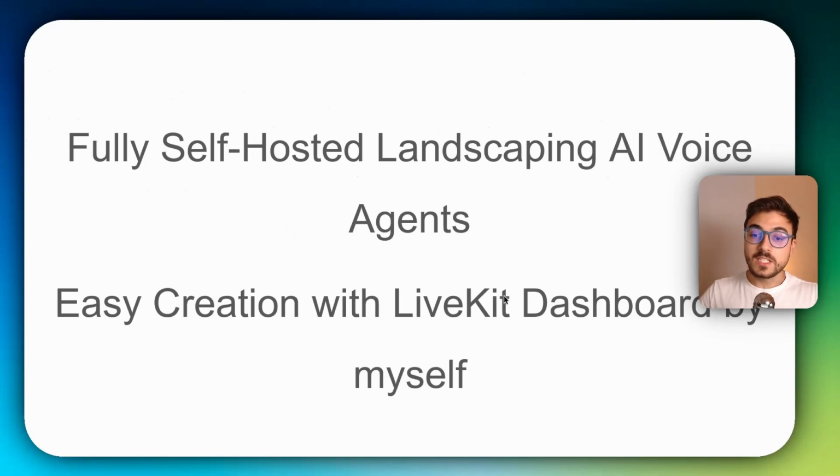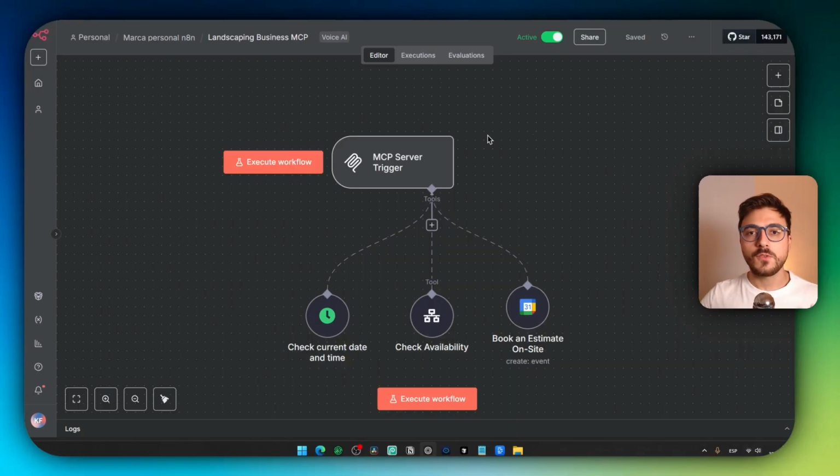And we're going to use LiveKit, and we're going to build this AI voice agent with LiveKit, but using a dashboard that I've prepared that will ease the creation of the AI voice agents a lot, since you will not have to code anything. Okay, so first we're going to set up an MCP server that is going to be connected to the AI voice agent. You're going to be able to find this MCP trigger and the check availability tool inside of my school community, but don't worry, I'm going to show you how it works and so on.